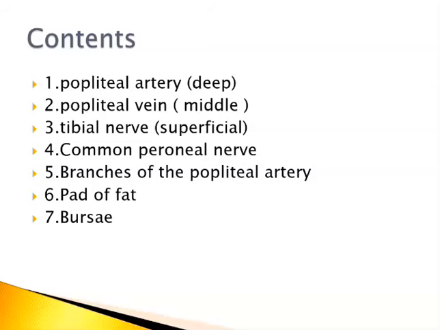Then coming to contents. The contents of the popliteal fossa are, the deepest is the popliteal artery, just superficial to that will be the popliteal vein, and the most superficial will be the tibial nerve. So from superficial to deep, the contents are tibial nerve, popliteal vein and the popliteal artery. So popliteal artery is located deepest. And other contents include the common peroneal nerve, the branches of popliteal artery, pad of fat, and the bursae related to popliteal fossa.